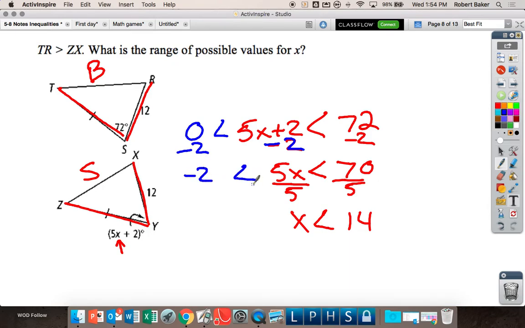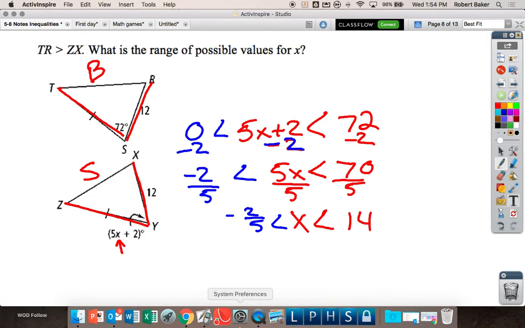I did divided by 5, I have to do divided by 5 again. So I get negative 2/5. So x is anywhere between negative 2/5 and 14. If I put a negative 2/5 in here, I get 0. So any number bigger than negative 2/5, like negative 1/5, would make that triangle true.